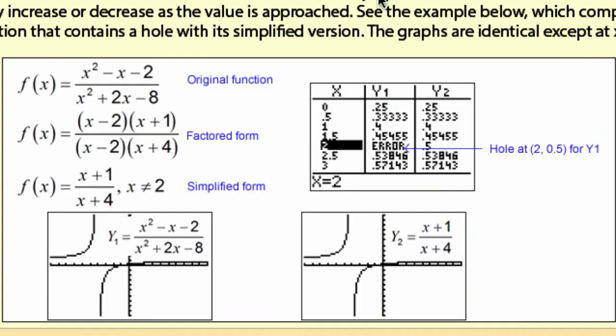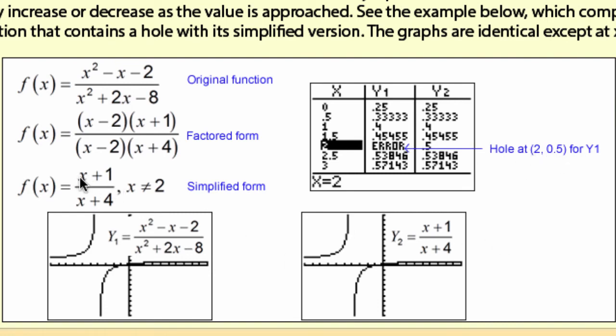The other concept in this lesson is a hole in a function. When you have a common factor in the numerator and denominator that contains the variable, like this x minus 2 divided by x minus 2, you have a hole in the function. That means 2 is not in the domain. However, it's not an asymptote situation. It's just a little hole in the graph. It's missing. And if you're graphing on your calculator, you'll see error for the y1, and that's what's happening here. There's a hole at 2, 0.5.